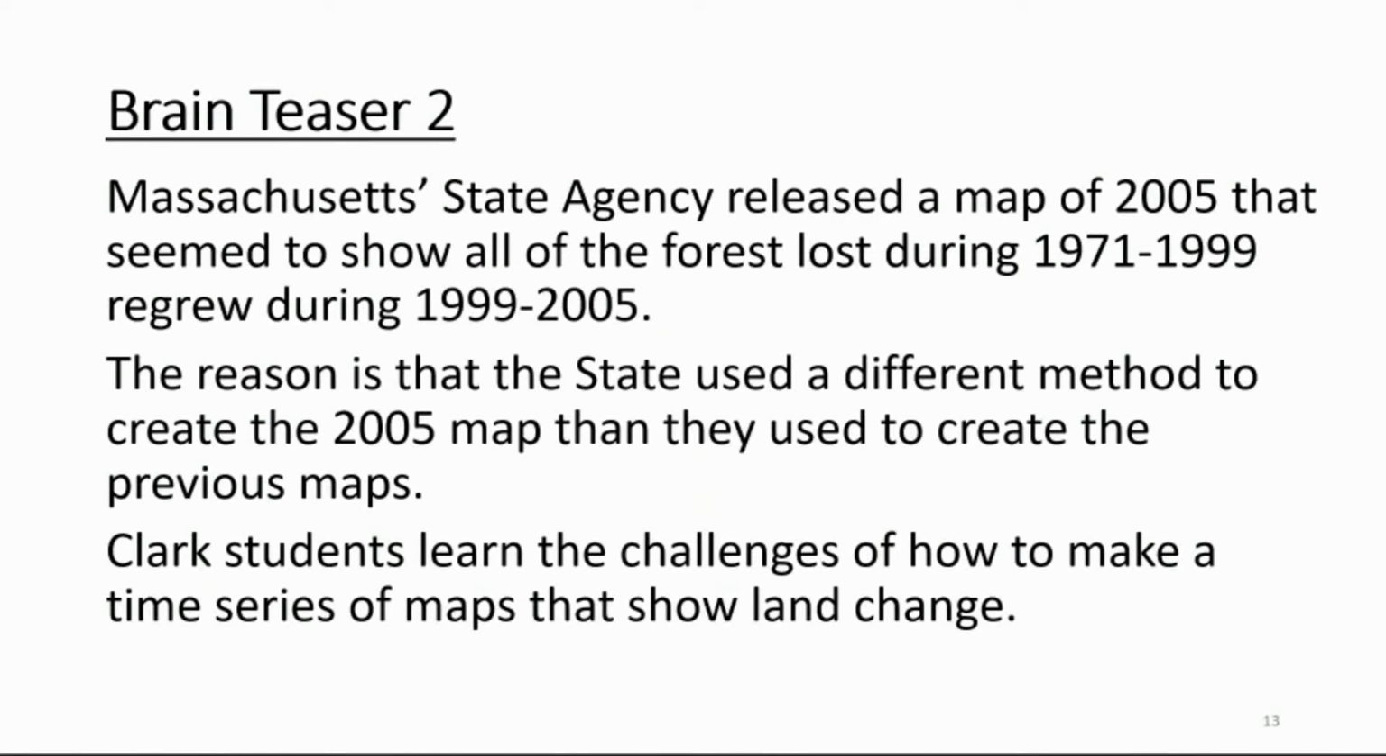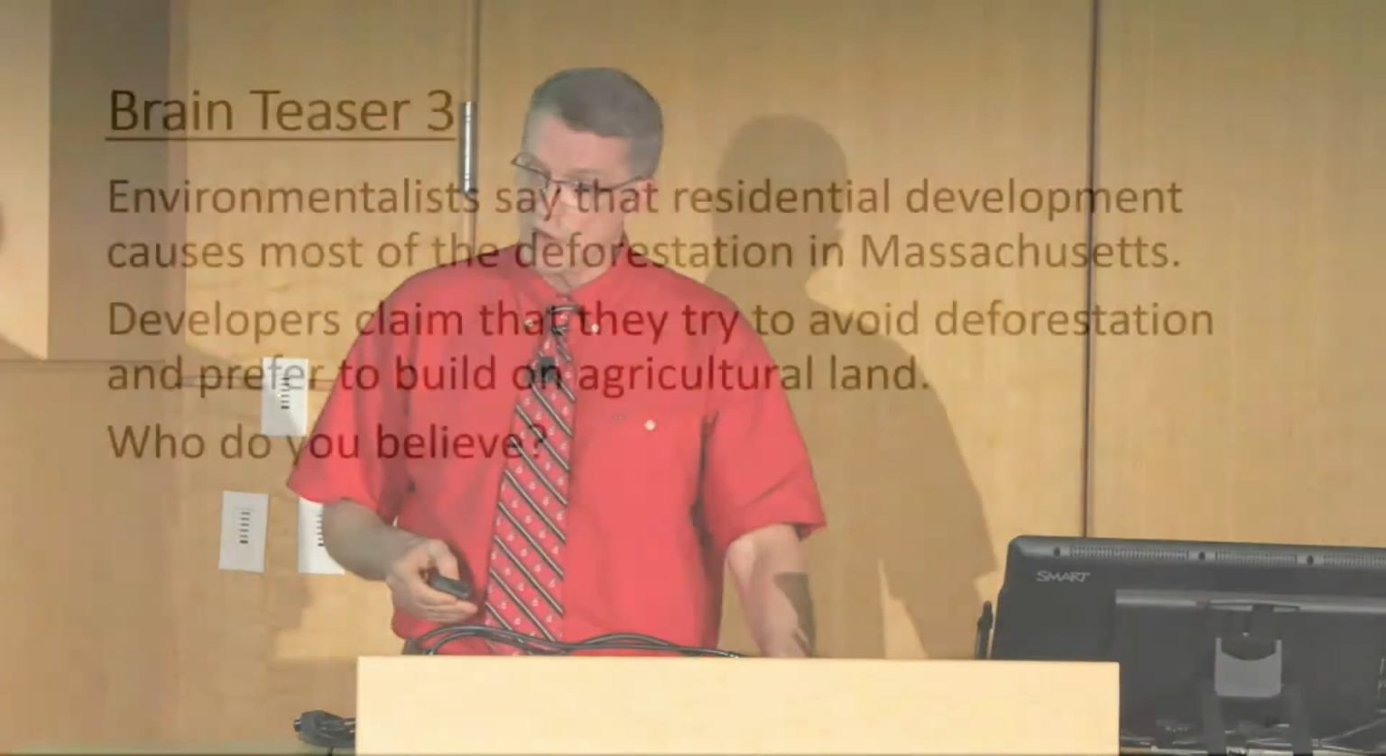That threw a wrench into the slogan of the Audubon Society, who was giving metrics of forest loss. Well, the reason is that the state used a different method to create the 2005 map than they used to create the previous maps. And so Clark students learn that it is remarkably challenging to make a time series of maps such that the temporal difference in the maps really shows the change on the ground. So I'll leave you with this brain teaser, which I've heard many times right here in Massachusetts.